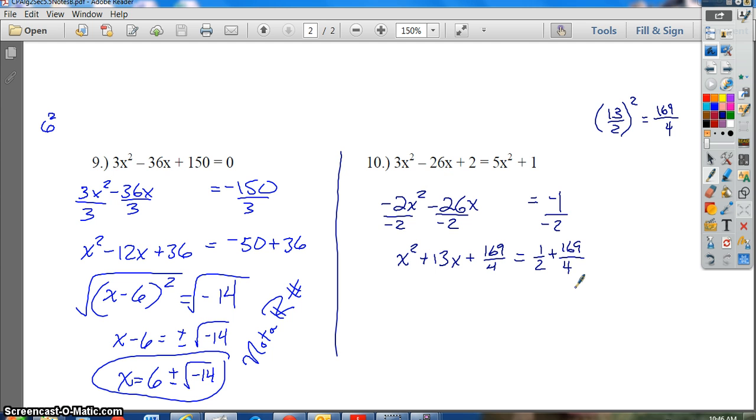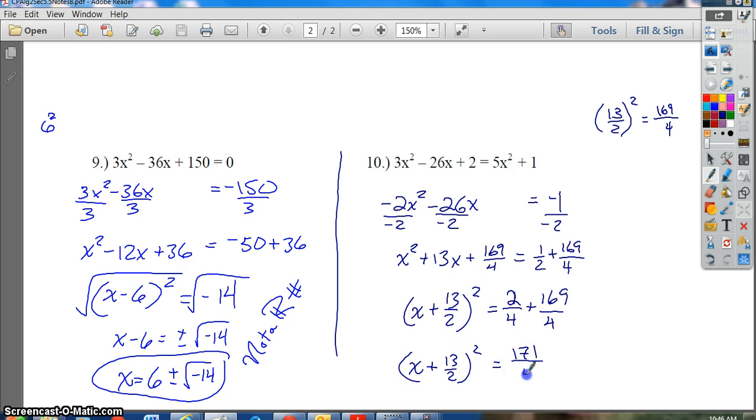Okay, so I add 169 over 4 to both sides. This guy is now simple. This is x plus 13 over 2 squared. Over here, this is 2 over 4 plus 169 over 4. Okay, so here we go again. x plus 13 over 2 squared equals 171 over 4. I'm going to square root that.